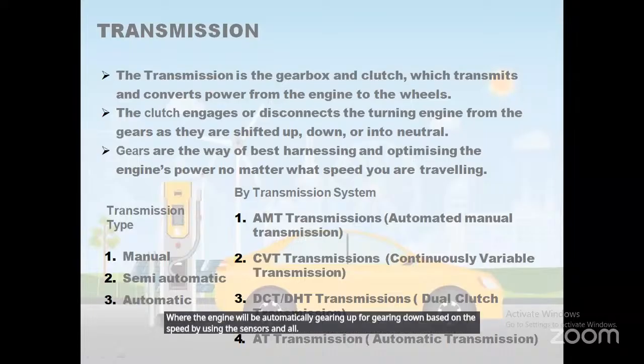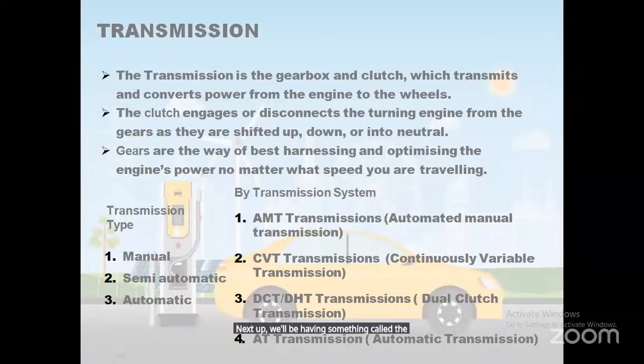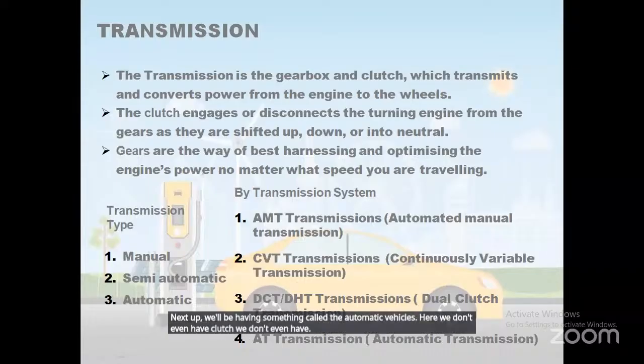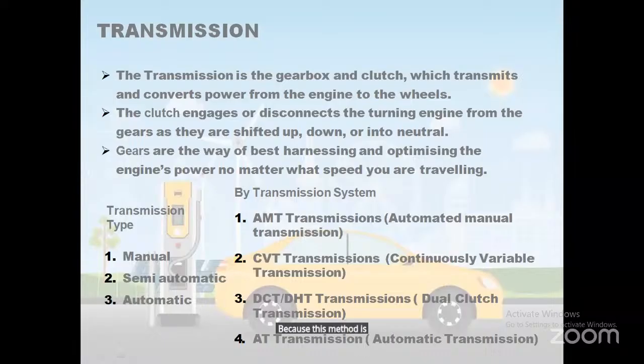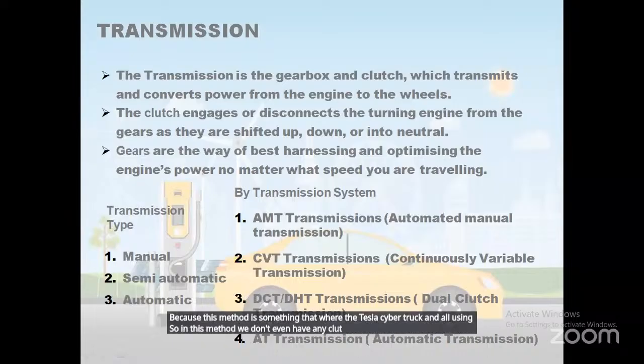Next, we'll be having the automatic vehicles. Here we don't even have a clutch or a gear, because this is the method the Tesla Cybertruck and others use. In this method, we don't have any clutch and we don't have any gear. So this is what we have in manual, semi-automatic and automatic.